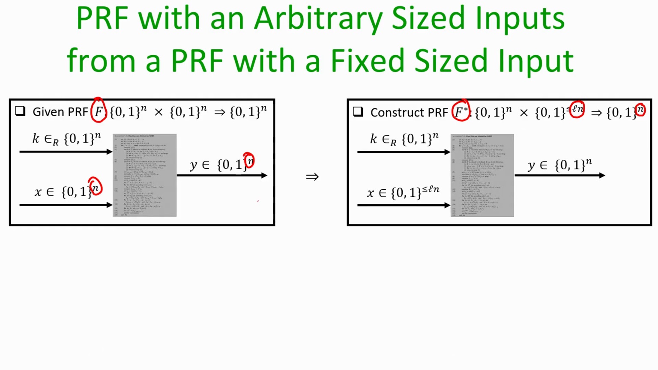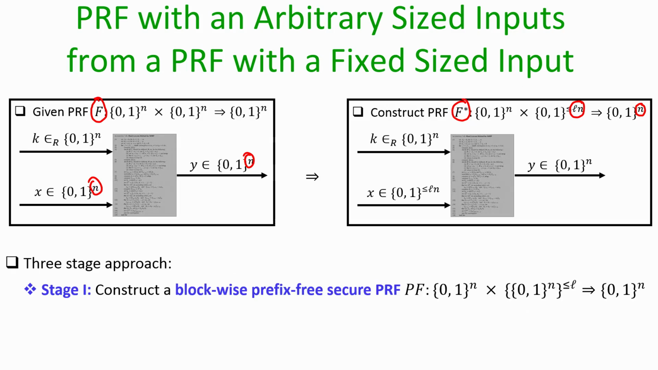So, our goal is to construct this F star given the keyed pseudo random function f, and we will design F star from f using a 3 stage approach. In stage 1, we will first construct a PRF which will not be operating on arbitrary length input, but on an arbitrary sequence of blocks, namely it can compute the output for any number of blocks up to l blocks, where each block consists of n bits of input, and it always gives you an output of n bits. We call this PRF a blockwise prefix free secure PRF.